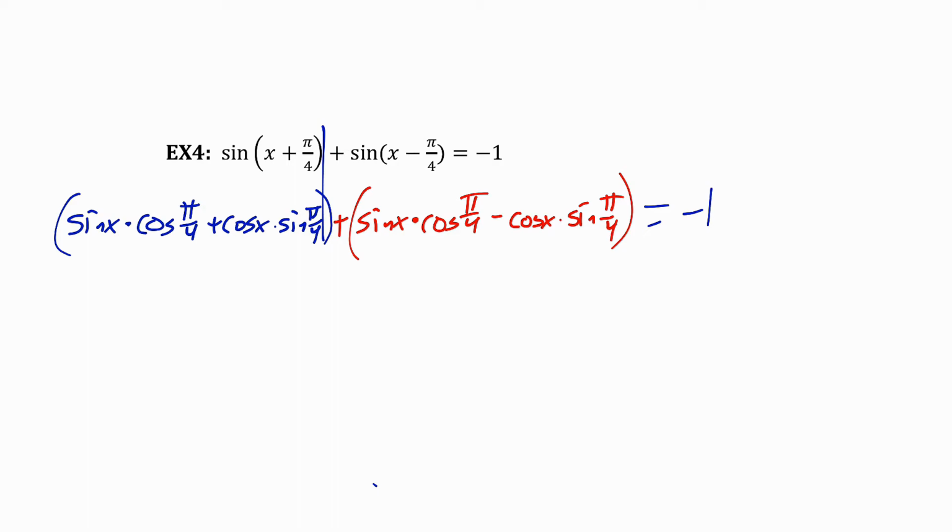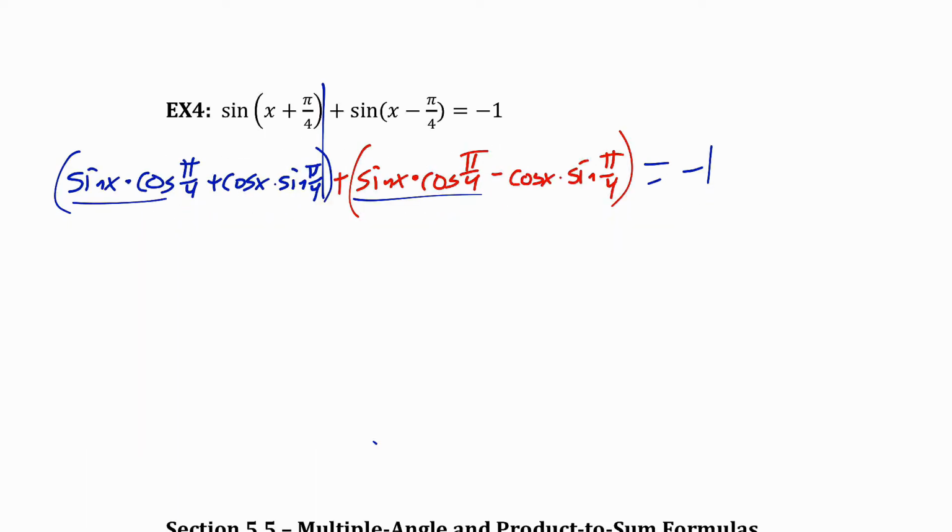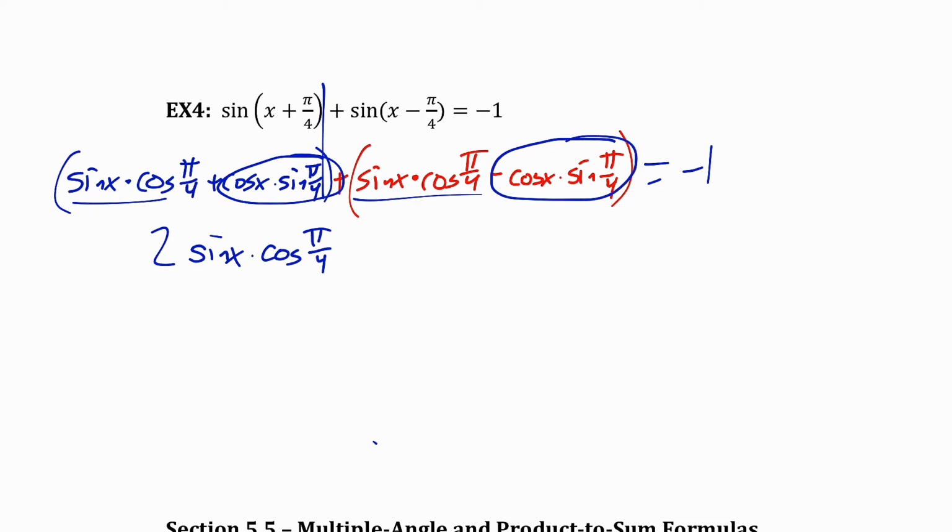You'll notice there's some repeated things. We got sine of x times the cosine of pi over 4 here and here. And so if we add those two together, we'd have 2 times the sine of x times the cosine of pi over 4. You notice we also have the cosine of x times the sine of pi over 4, and over here we have the minus the cosine of x times the sine of pi over 4. In other words, they cancel out. So we're left with just 2 times the sine of x times the cosine of pi over 4 equals -1.